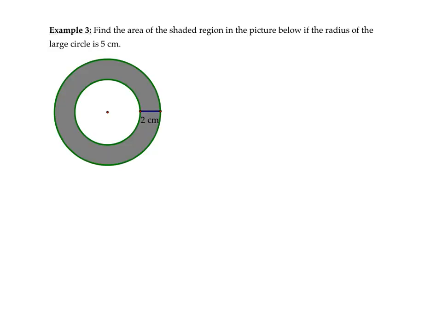Okay, and our last example says find the area of the shaded region in the picture below if the radius of the large circle is 5 centimeters. So this whole distance is 5 centimeters. Since this part is 2, that leaves us with 3 for the radius of the inner circle, or the white circle here. So the shaded region can be found by taking the area of the large circle and subtracting the area of that small circle from it.